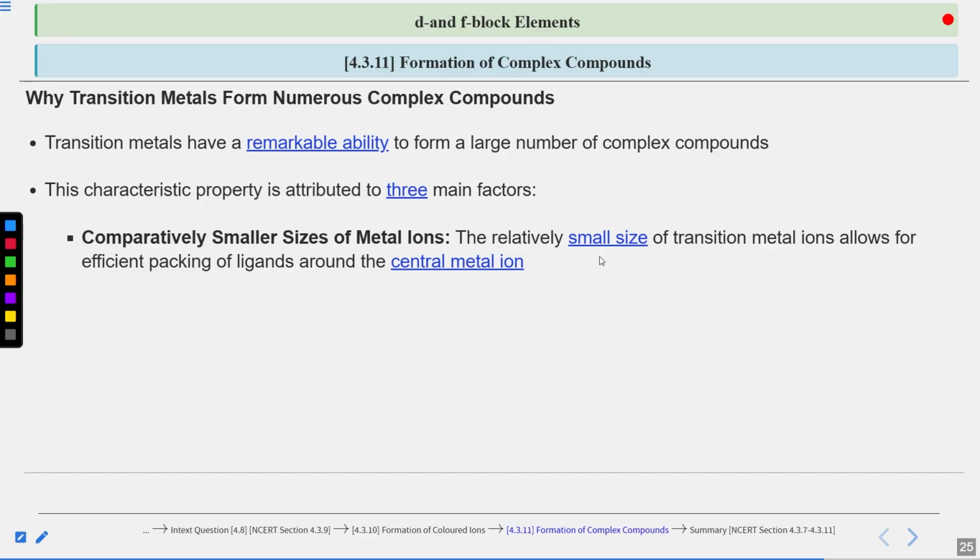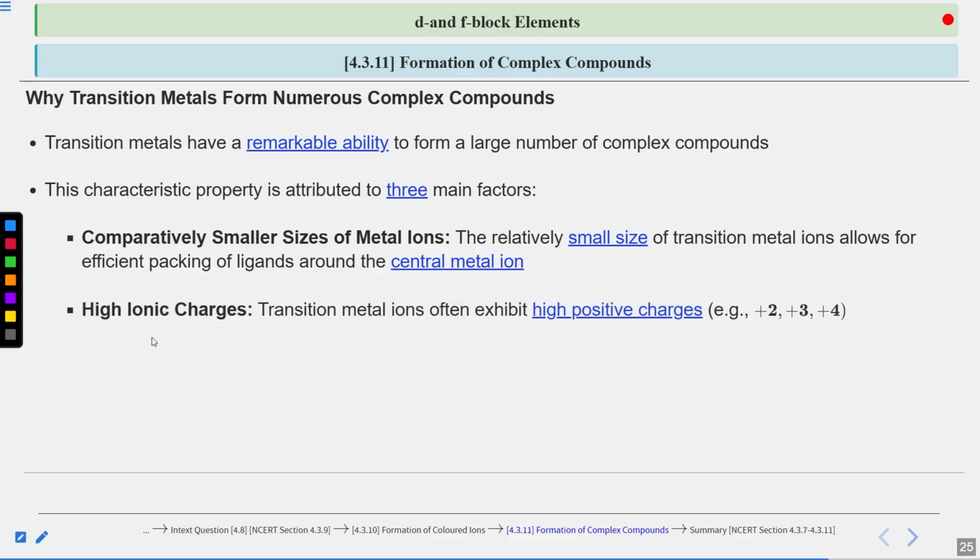The relatively small size of transition metal ions allows efficient packing of ligands around the central metal ion, right? So in complex compounds, the central metal ion is from the transition metals, and it is of relatively smaller size. That's why a number of ligands can pack around it. So the relatively small size of the transition metal allows efficient packing of ligands around the central metal ion.